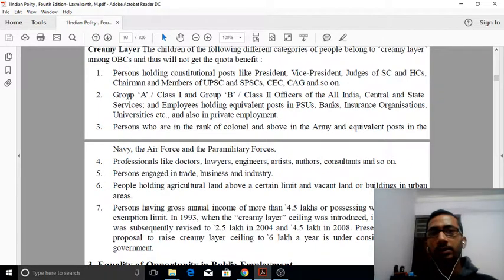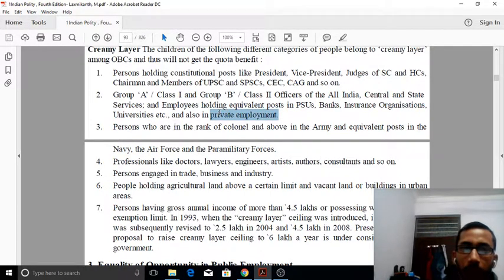First, persons holding constitutional posts, like the President, Vice President, judges of the Supreme Court and High Courts, members of UPSC and State Public Service Commissions, the Chief Election Commissioner, the Comptroller and Auditor General, and so on. These people belong to the creamy layer. Group A, Class 1 services and Group B, Class 2 services, all India services, central and state service employees, including PSUs, banks, insurance, universities and professors, and also those in private employment come under the creamy layer.